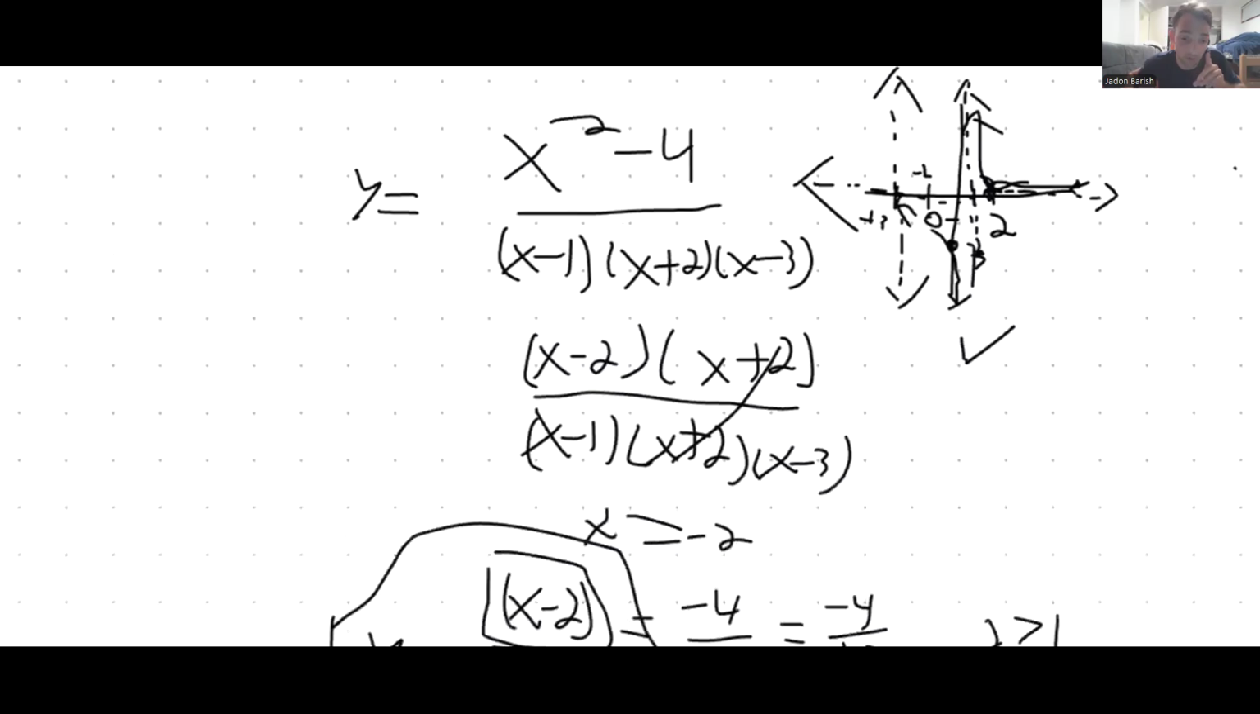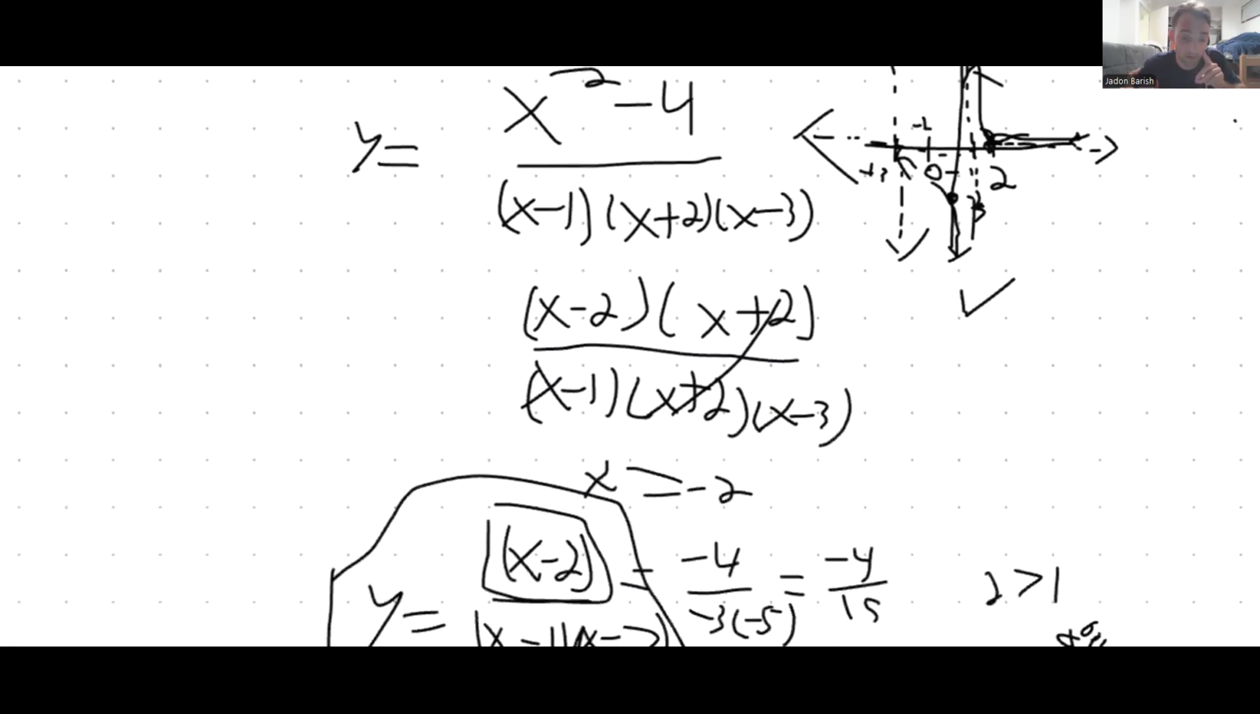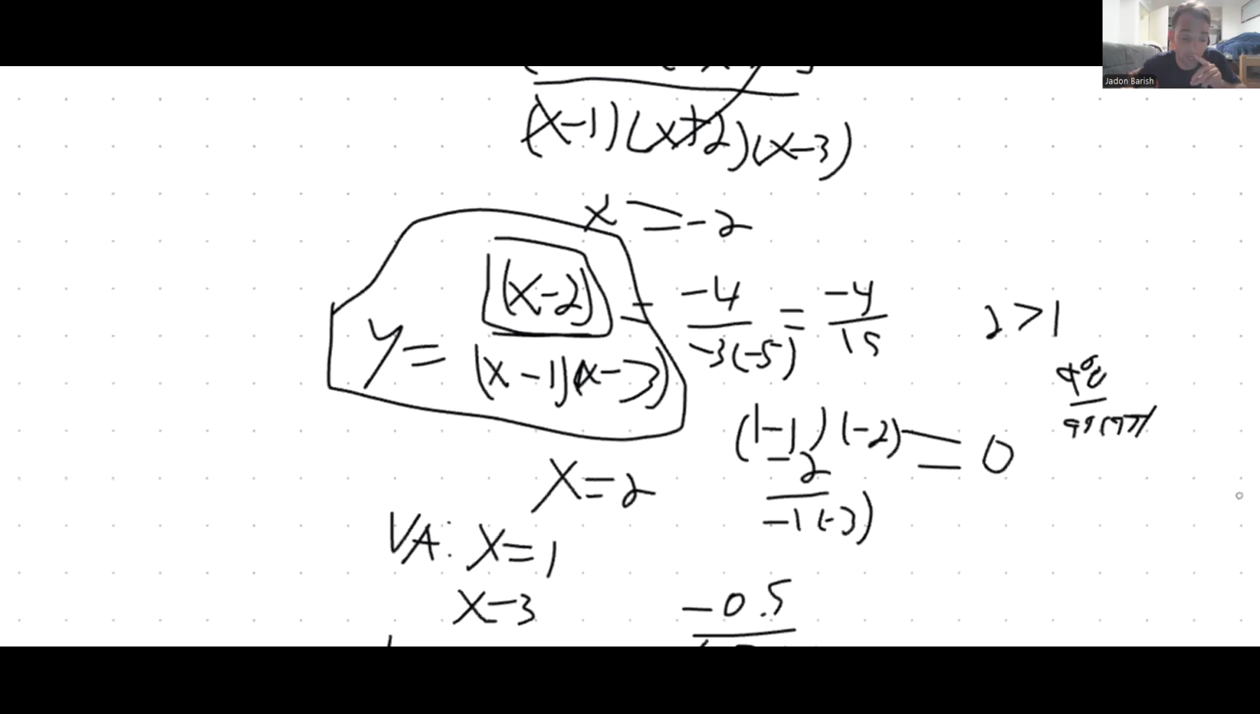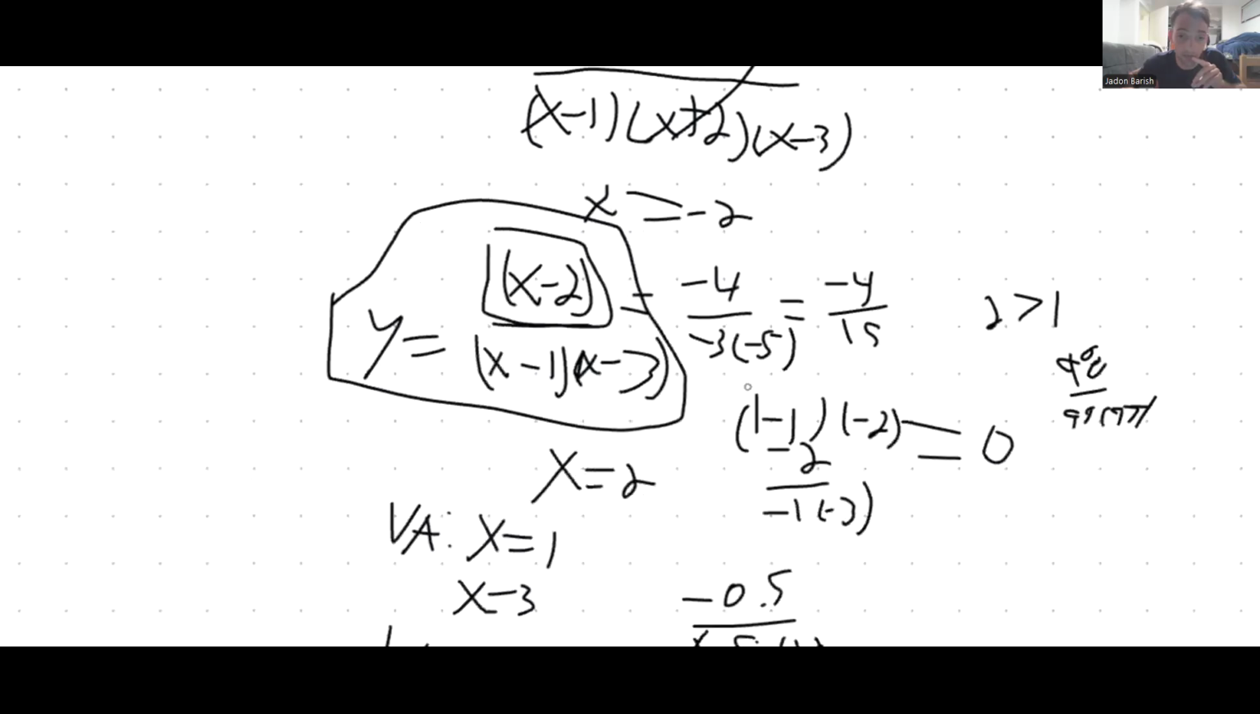Because remember, you can cross a horizontal asymptote, but we don't have a point there. So it probably won't be positive, but it's not a bad idea to check. Negative 2.5 here, that'll be negative 4.5. So that's negative, negative, negative. Everything's negative, which means we are a negative number, which is what I said before.